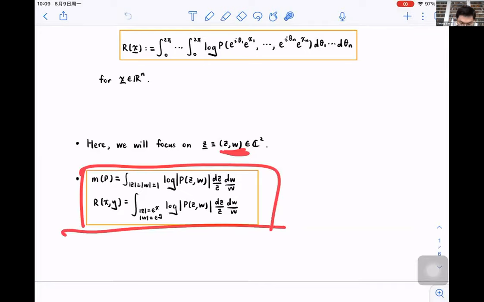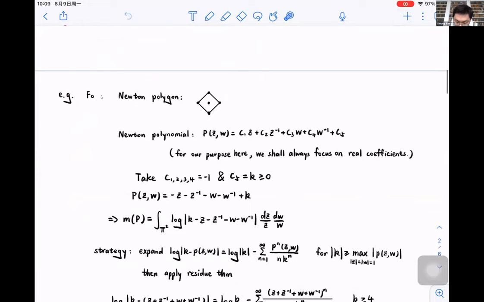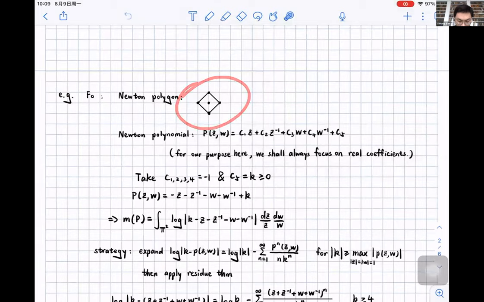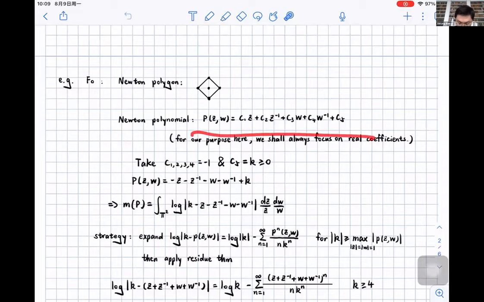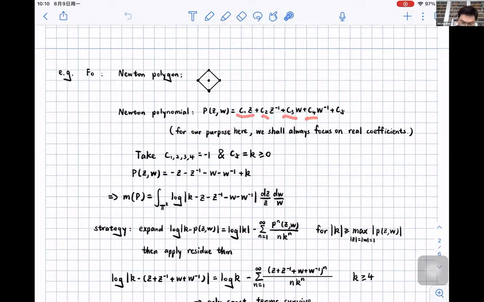So let's consider an example. I'll just use my grid. We have a lattice polygon, and for each lattice point, we can assign a monomial in the Laurent polynomial. Like this point is (1, 0), so we have z to the power 1, w to the power 0, which is z. And this is w, et cetera. So we have a polynomial like this. Here, let's consider these four coefficients to be -1 and the constant term to be some non-negative number.